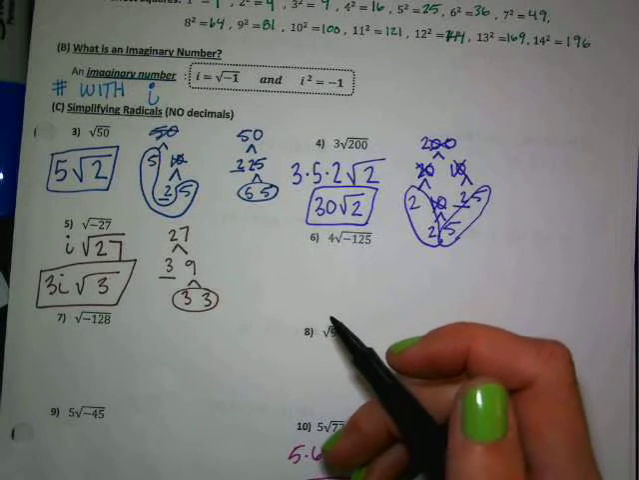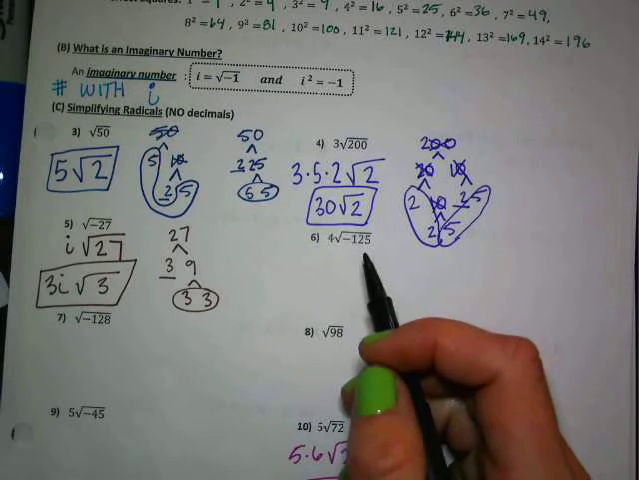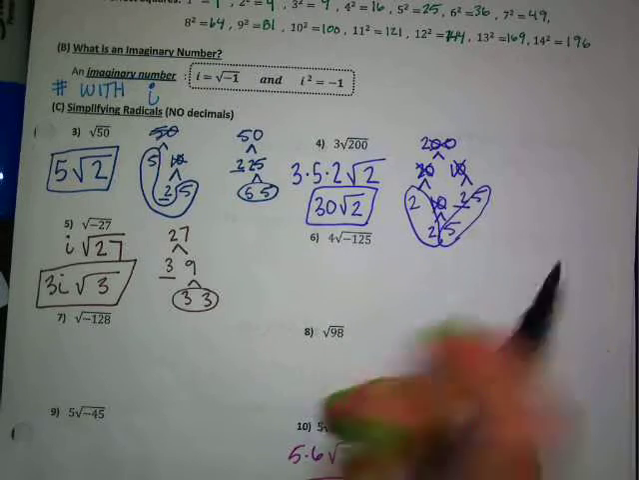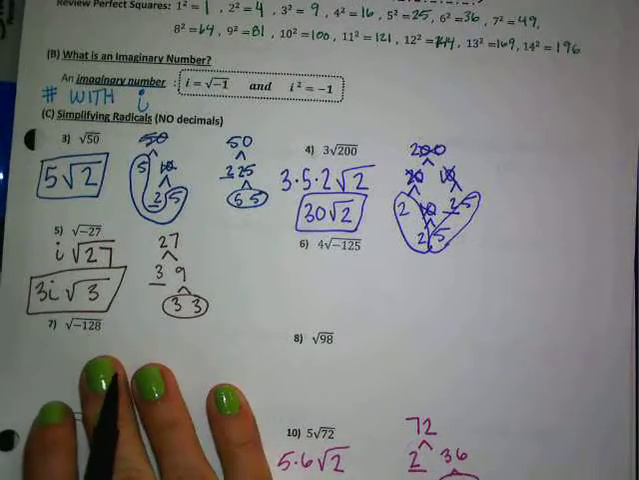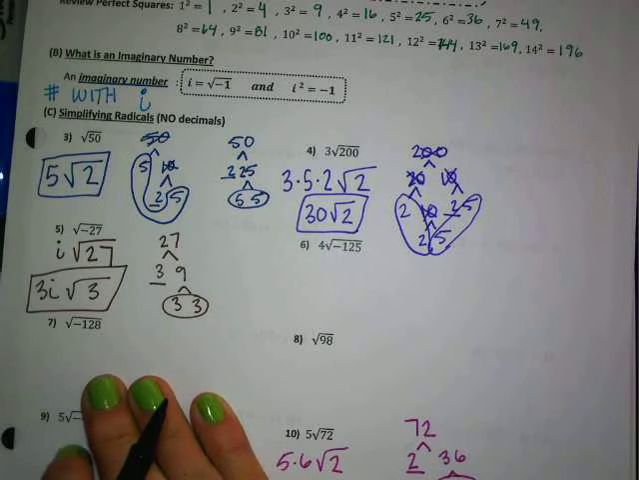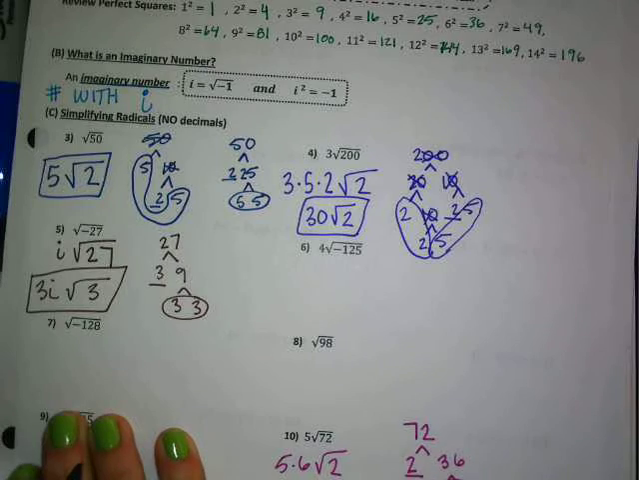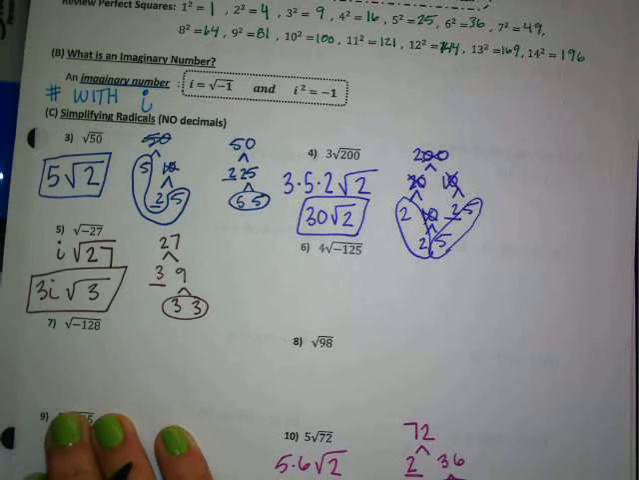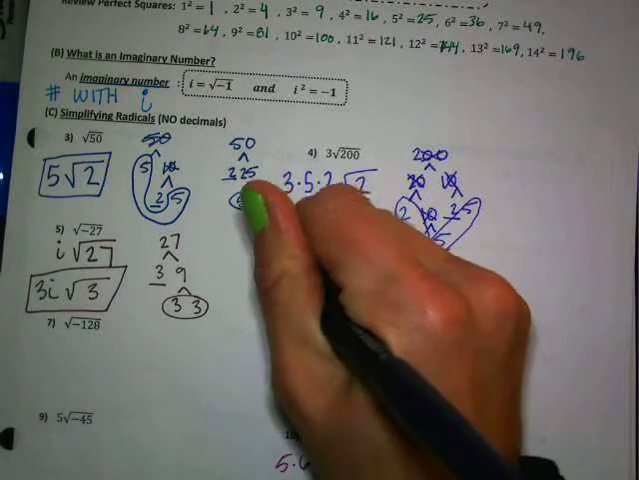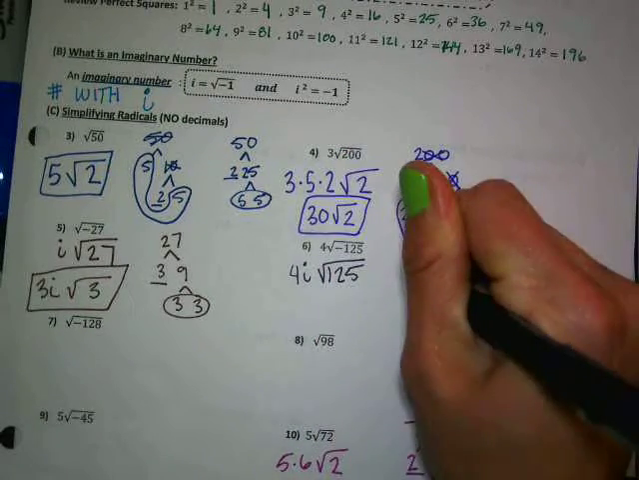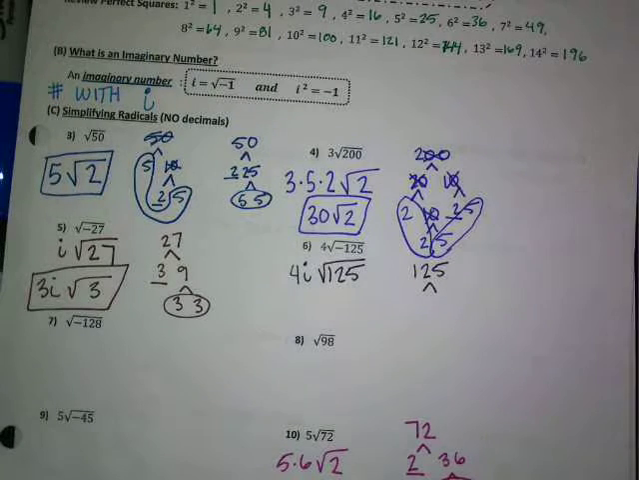All right, focus up here. Okay, Lily, what's the first thing I'm going to do? Not yet, before that. Take out the what? The negative and turn it into a what? An i, yes. So I've got to take the negative out, turn it into an i, and then break down 125.